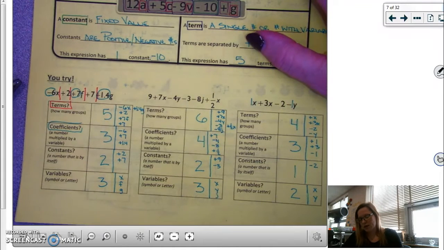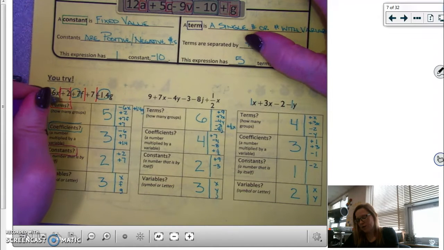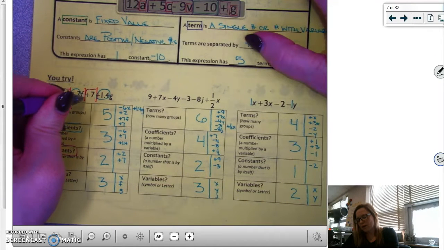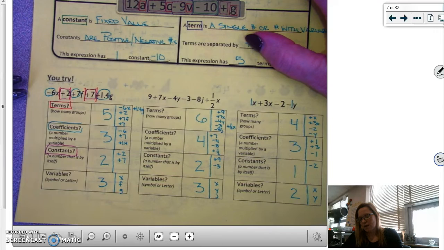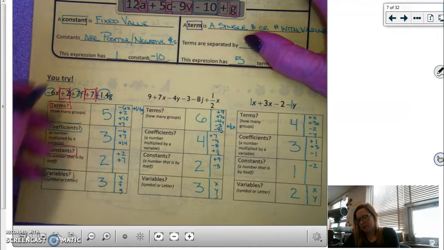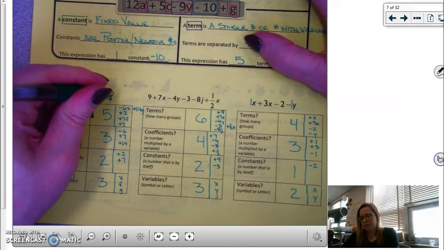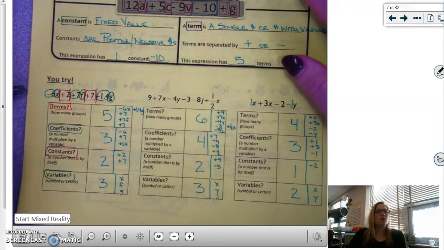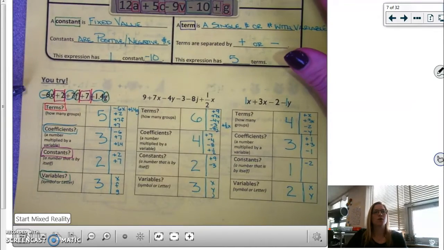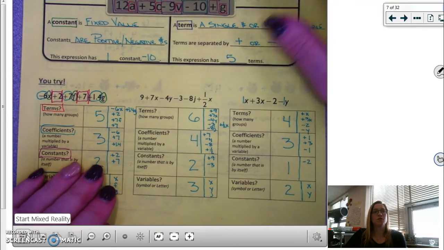The next thing was our constants, which are numbers that do not have variables. They stand alone. They're all by themselves. And then the last thing was our variables. And variables are your letters that represent an unknown number. All right, so you worked through the other two on your own. Here are the answers if you did not get a chance to check them, so you can see if you're on the right track.